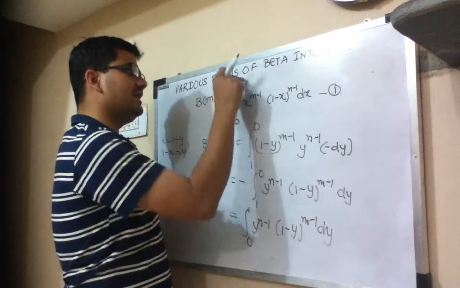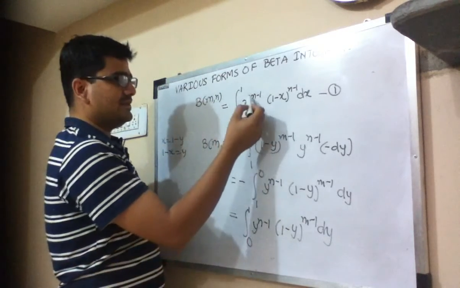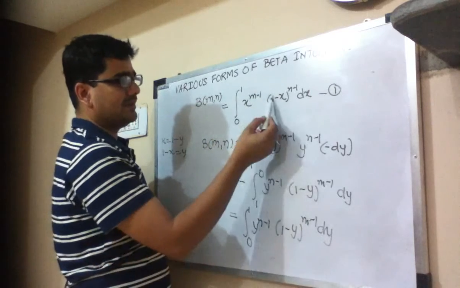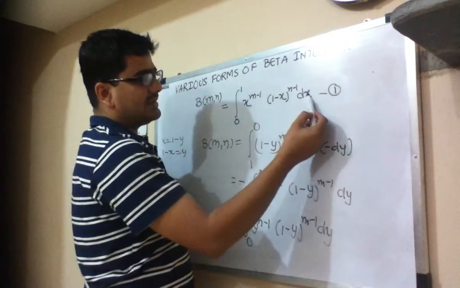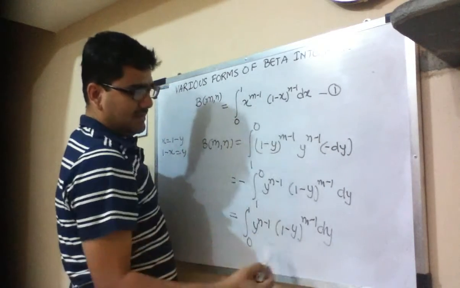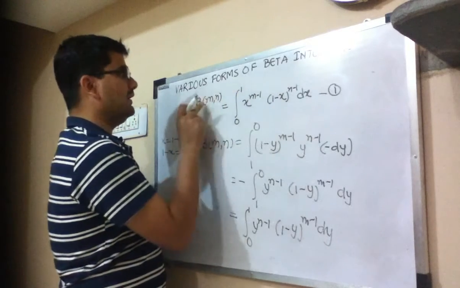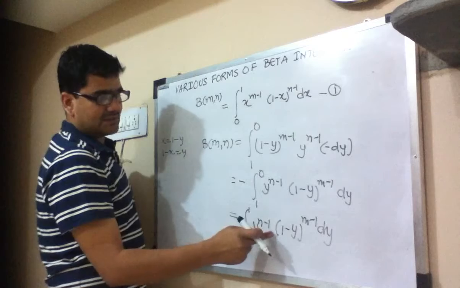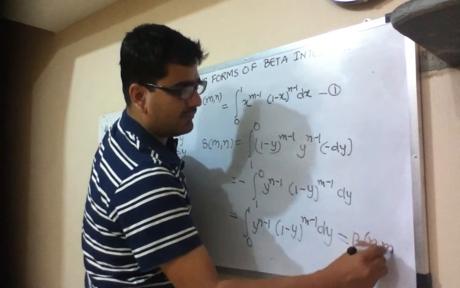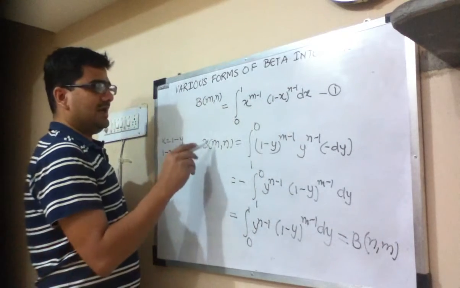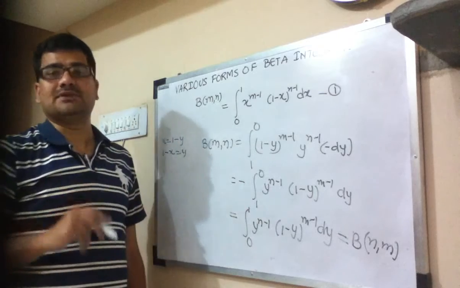So if you compare these two definitions, remembering that variables are dummy, that means only the function and the limits matter. So if you compare this, this is x to the power m minus 1, (1 minus x) to the power n minus 1, and this is y to the power n minus 1, (1 minus y) to the power m minus 1. dx is there because this is a function of x, dy is there because this is a function of y. So the one with m minus 1, n minus 1 is beta(m, n), and the one with n minus 1, m minus 1 is beta(n, m), which proves that beta(m, n) is equal to beta(n, m). This means beta integral is symmetric.